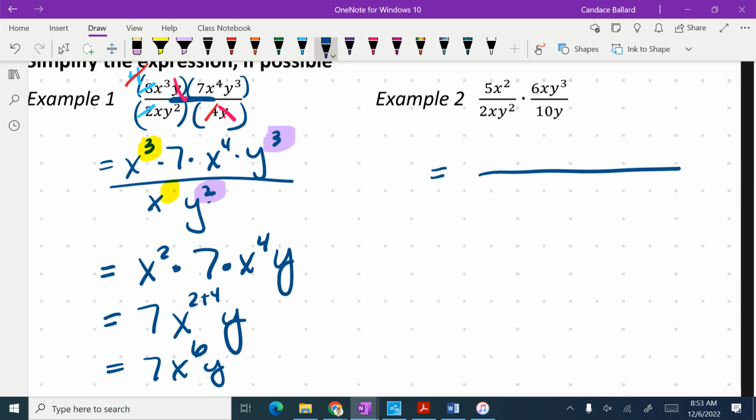Give you about 20, 30 seconds. See what you can do. See if you can get simplified all the way on example 2.